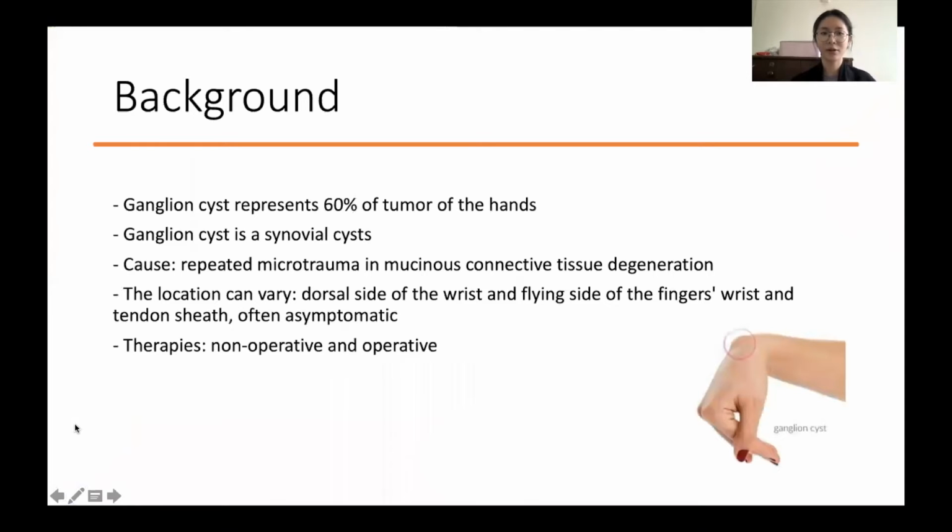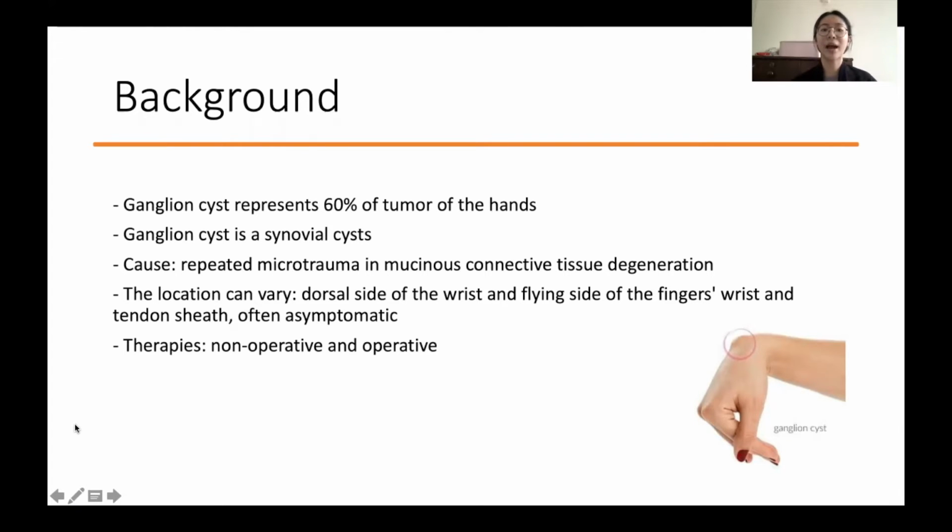Okay, first of all, I'm going to explain about the background. Tumors of the hand are found 95% benign in the course of excluding a cutaneous malignancy. Representing about 60% of these benign tumors is the ganglion cyst. Ganglion cysts are synovial cysts filled with gelatinous mucoid material that are often found in clinical orthopedic practice. While the exact etiology of ganglion cyst formation is unclear, it is suspected that repeated microtrauma results in mucinous connective tissue degeneration. Problems occurring in ganglion cyst presentation can be varied and are determined by their location.